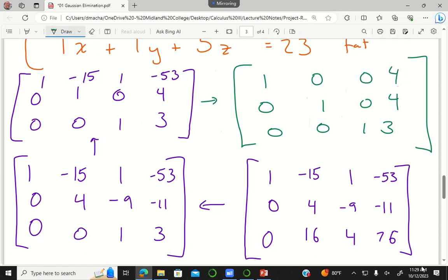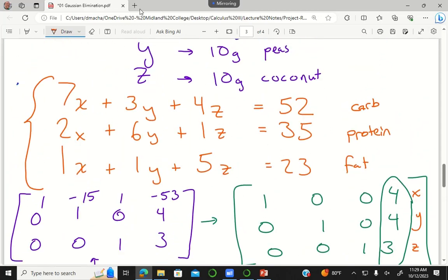Okay, so now this final column represents the values of x, y, and z that satisfy this system of equations. And that means that to make my perfect smoothie, I want to add 40 grams of oats to 40 grams of peas and 30 grams of coconut. I don't know if that would actually be palatable, but that's the idea.